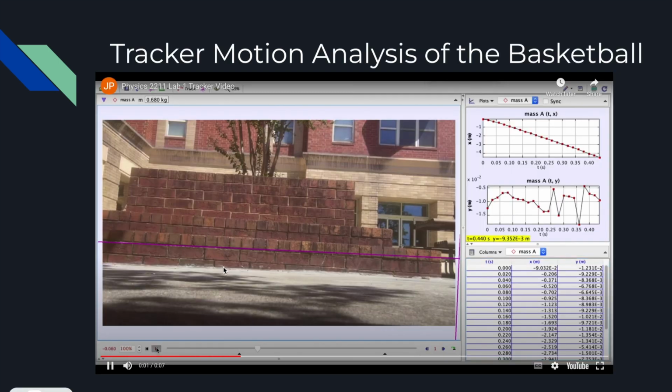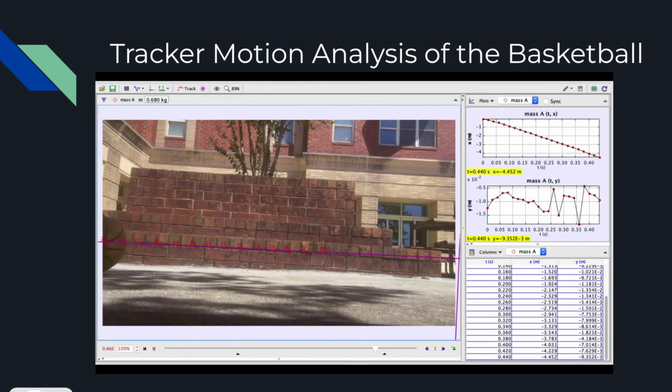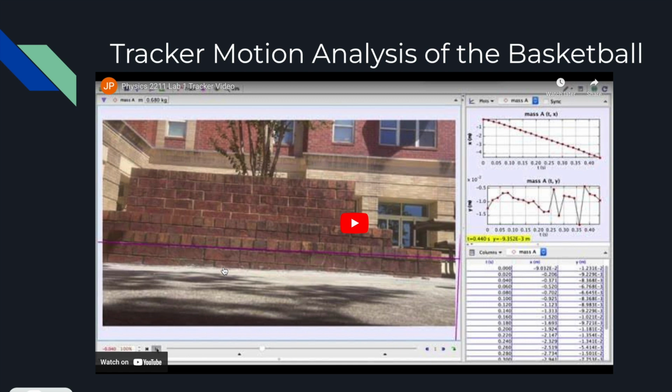I rolled the ball from right to left, which gives us negative x values when calculating velocity, as well as a negative linear slope that can be observed in the upper right-hand corner. It's also important to note that the concrete has a slight incline, which is why I tilted the axis to compensate.